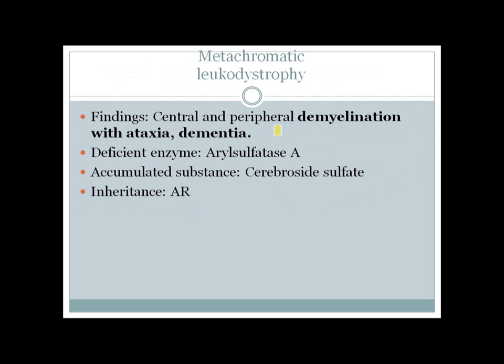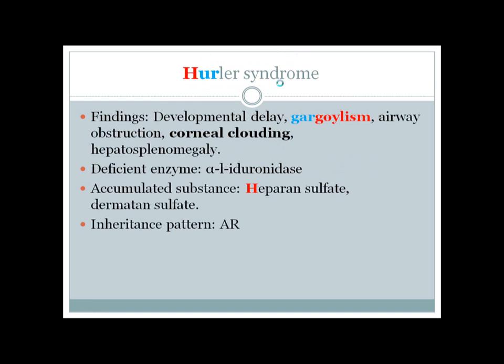So another important disease is metachromatic leukodystrophy. So here there are specific findings which are different from other diseases. This is ataxia and dementia due to peripheral demyelination, very important. And the deficient enzyme is arylsulfatase A, and the accumulated substance is cerebroside sulfate. Okay, so this is the only disease that has an extra name of sulfate. So cerebroside sulfate, metachromatic leukodystrophy.